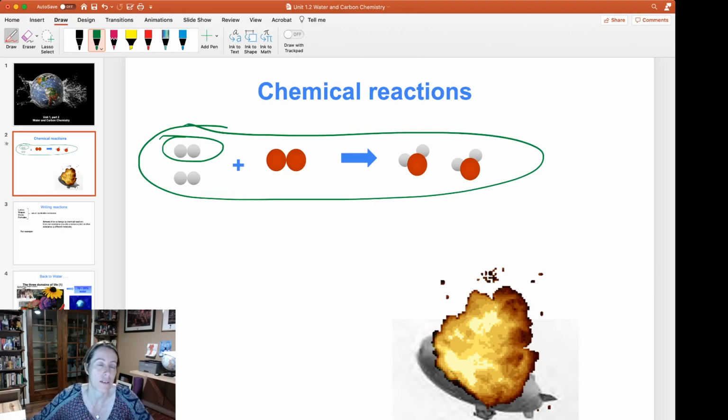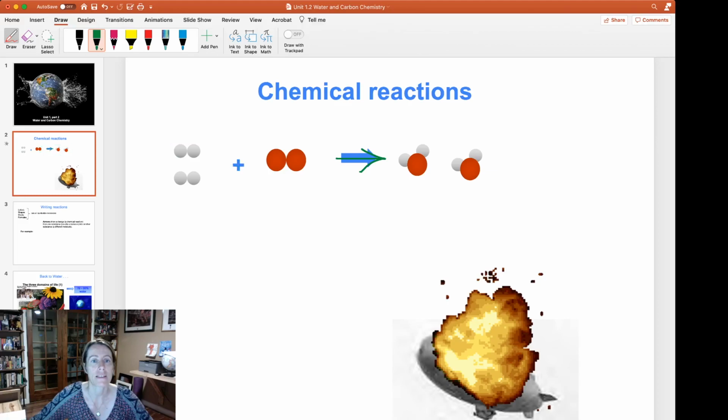It's got two atoms joined together here, and we're showing them symbolized as gray circles. And then here's substance B, two red circles joined together. We're going to take these two substances and mix them together. That's what this plus symbol is showing. And then there's going to be a change, and that's what the arrow is telling us. Something is happening to take the stuff on the left and turn it into the stuff on the right.